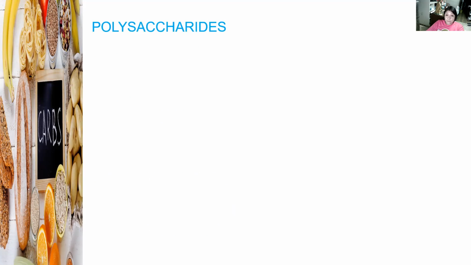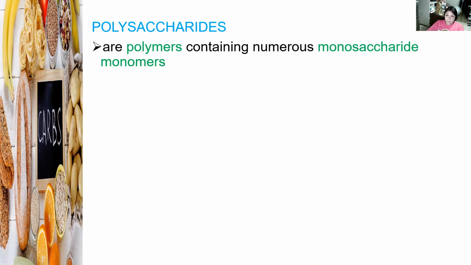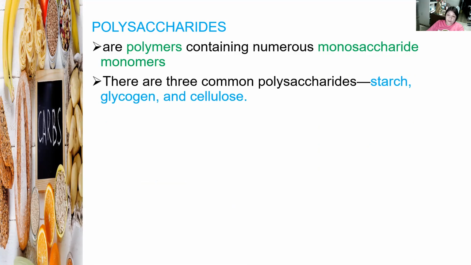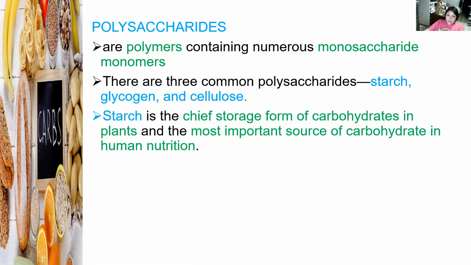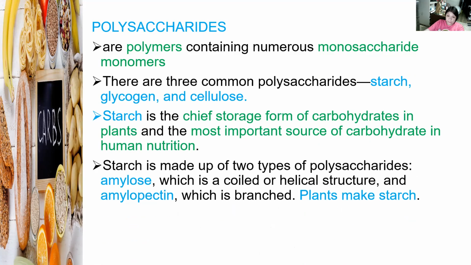The third one is called polysaccharides. These are polymers containing numerous monosaccharide monomers. The three common polysaccharides are starch, glycogen, and cellulose. Starch is the chief storage form of carbohydrates in plants and the most important source of carbohydrate in human nutrition. Starch is made up of two types of polysaccharides, amylose, which is a coiled or helical structure, and amylopectin, which is branched. Plants make starch.